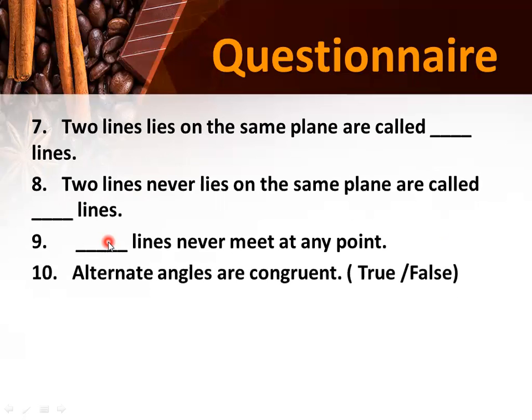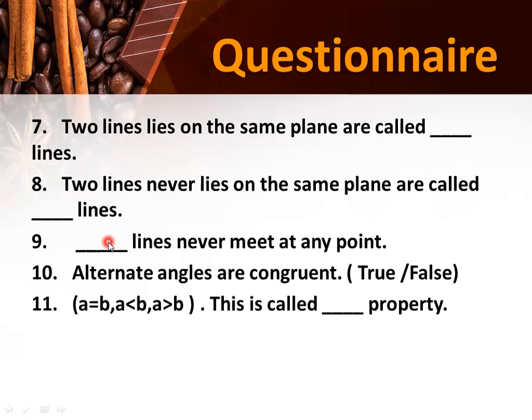Alternate angles are congruent. True or false? True. Alternate angles are congruent. If A is equal to B, A is less than B, or A is greater than B, this property is basically called the trichotomy property.